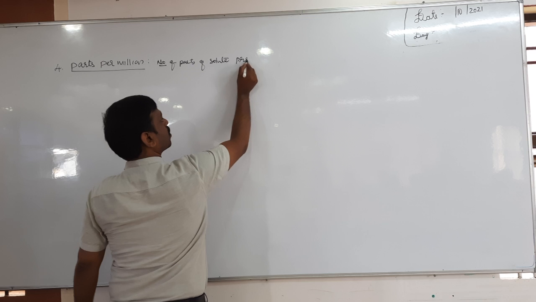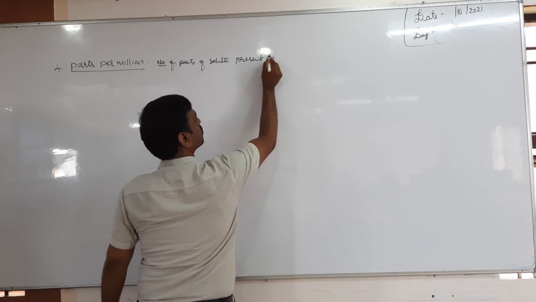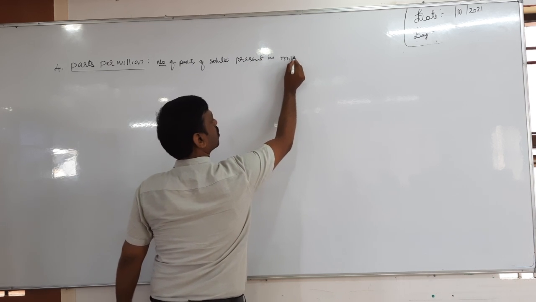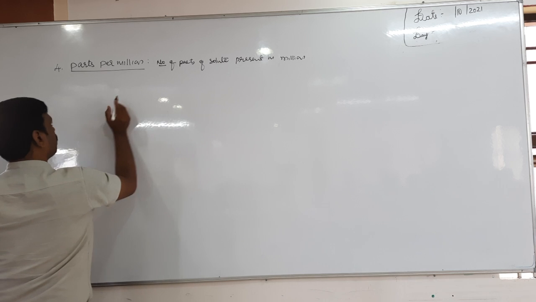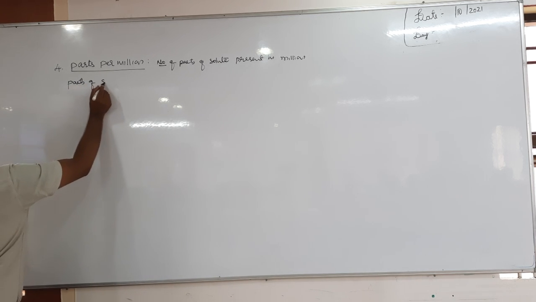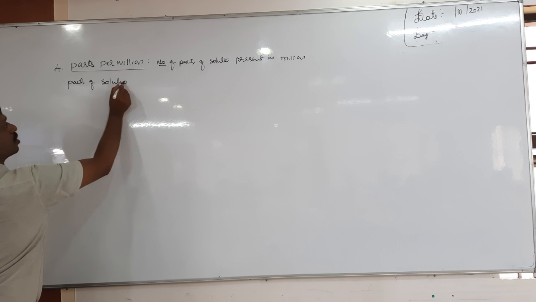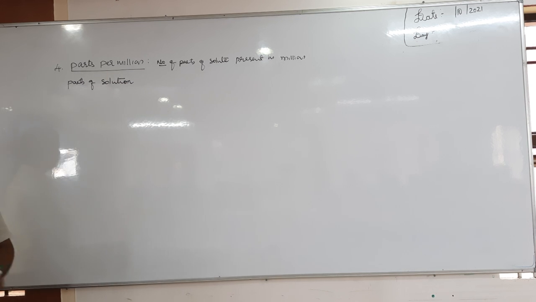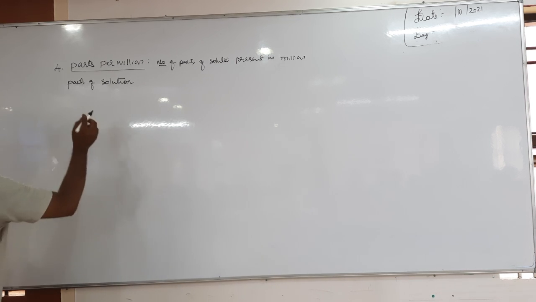present in million parts of solution or solvent? It is solution only, right? So the number of parts of the solute present in million parts of the solution is called parts per million. It is also called ppm.